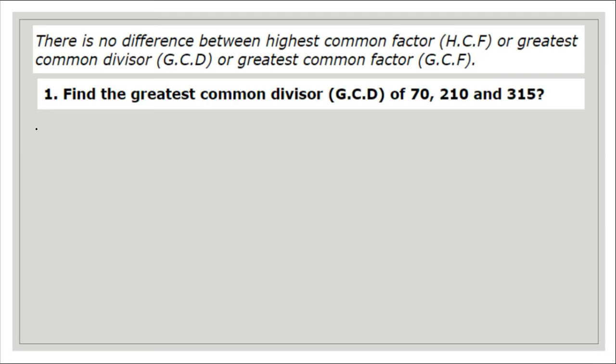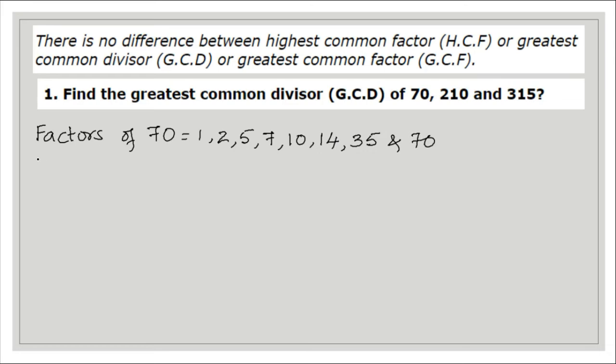Let me write the factors of 70. What are the factors of 70? The factors of 70 are 1, 2, it is not divisible by 3, it is divisible by 5, it is divisible by 7, 10, 14. 5 times 14 is 70, so 14, 35; 2 times 35 is 70, so 35 and 70.